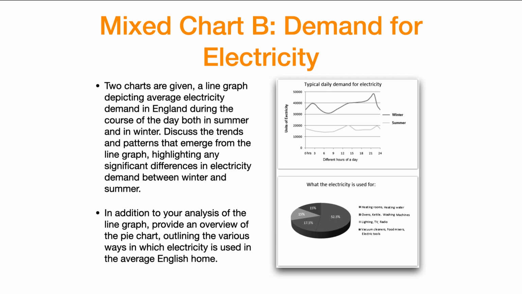Mixed chart B. Demand for electricity. 2 charts are given. A line graph depicting average electricity demand in England during the course of the day both in summer and in winter. Discuss the trends and patterns that emerge from the line graph, highlighting any significant differences in electricity demand between winter and summer. In addition to your analysis of the line graph, provide an overview of the pie chart, outlining the various ways in which electricity is used in the average English home.